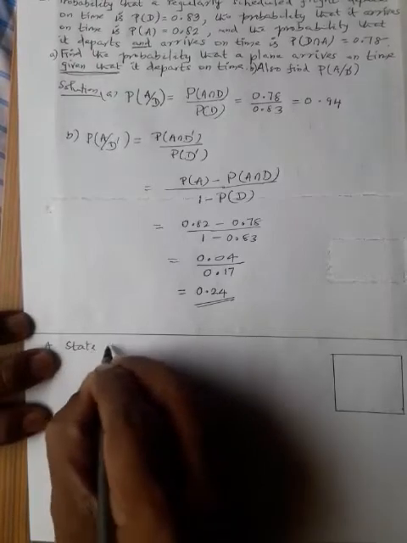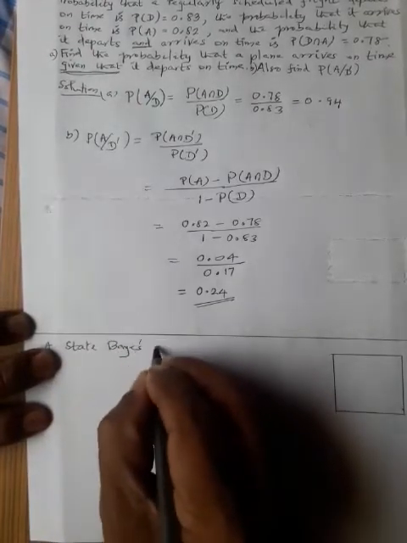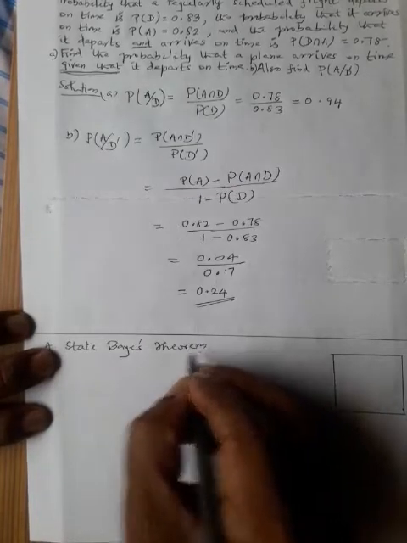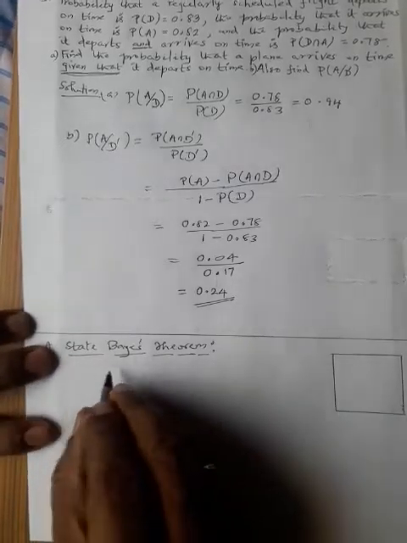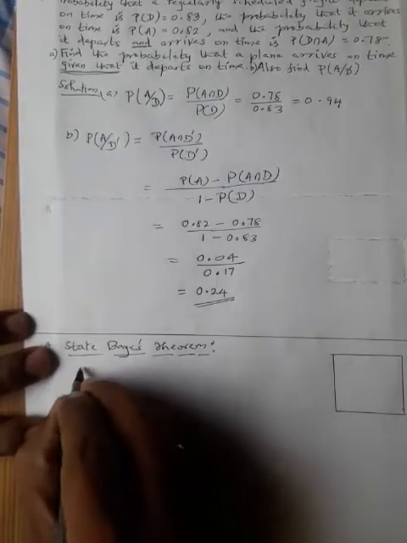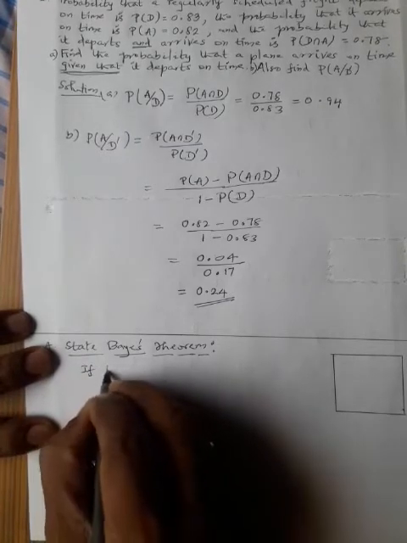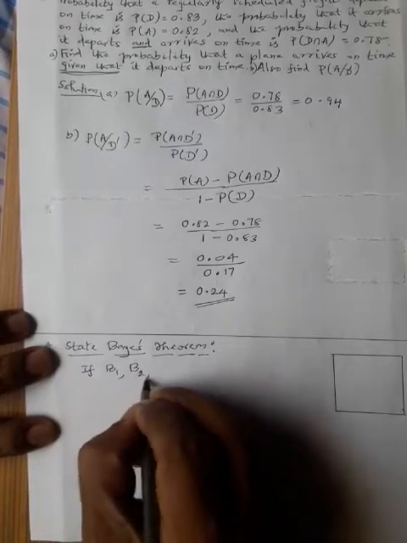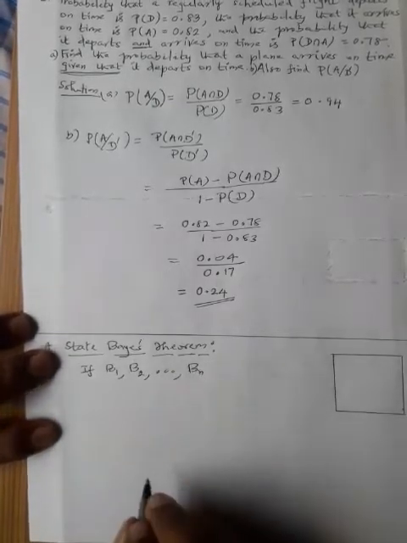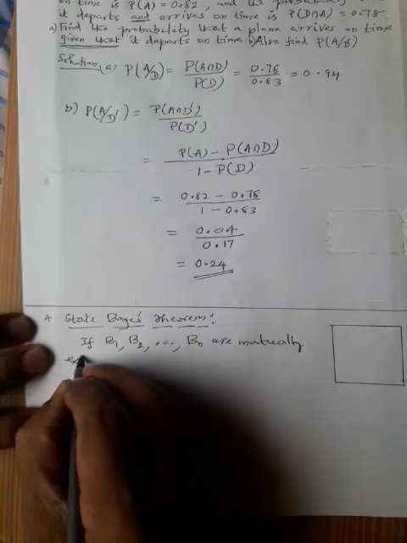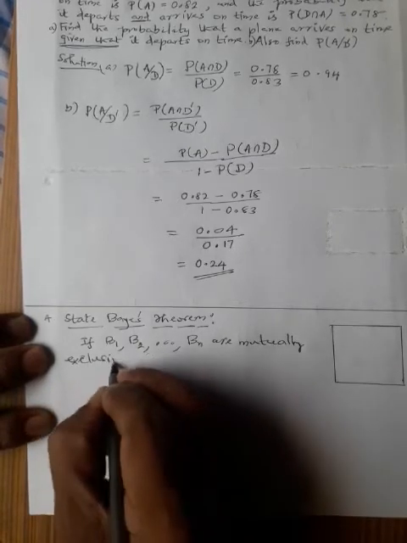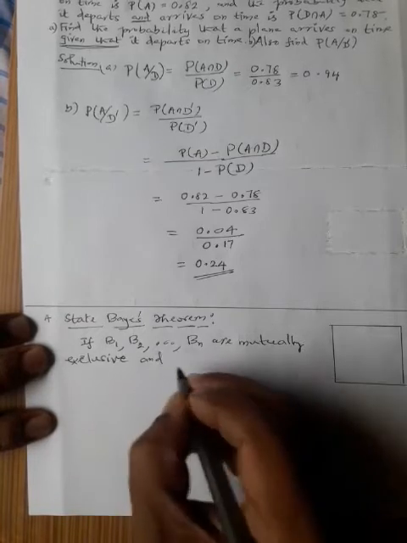So problem number 4, state Bayes theorem. This is one of the very important theorems in probability, conditional probability. So the statement may come in a 2 marks question. State Bayes theorem on probability. The statement goes like this: if B1, B2, etc., Bn are mutually exclusive and exhaustive.